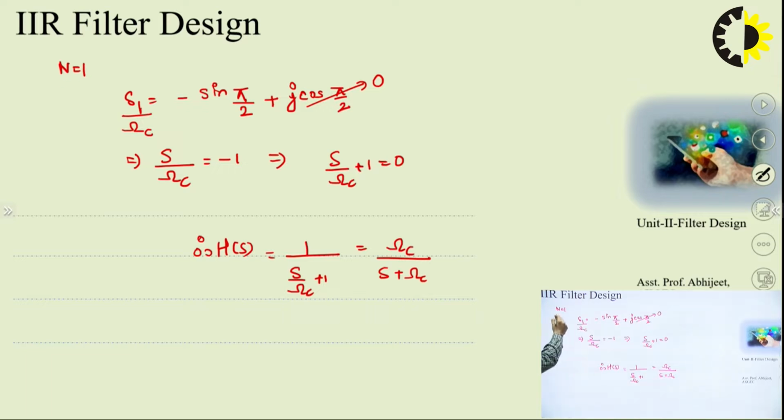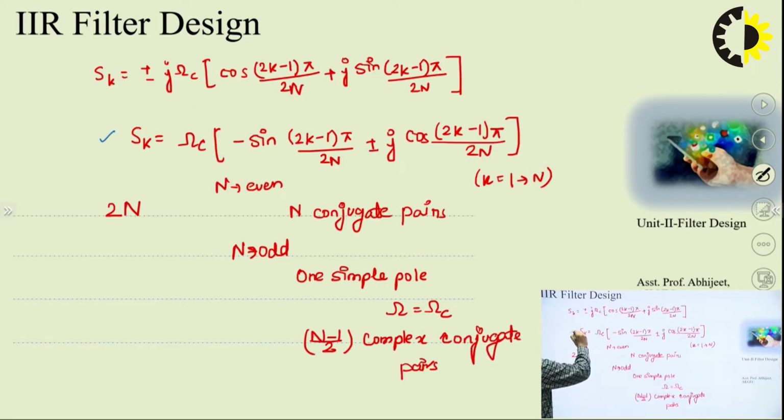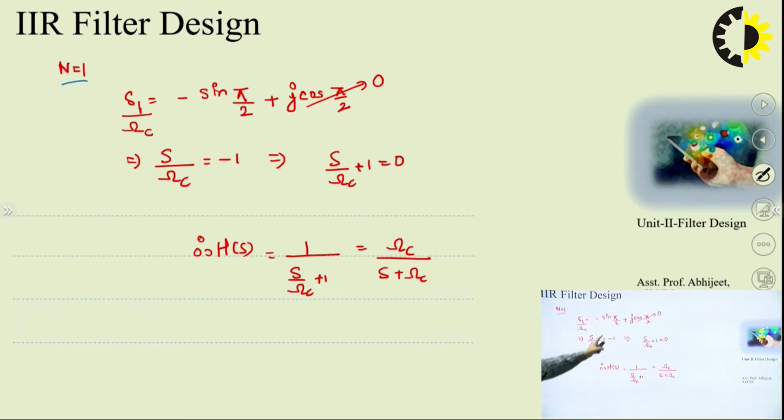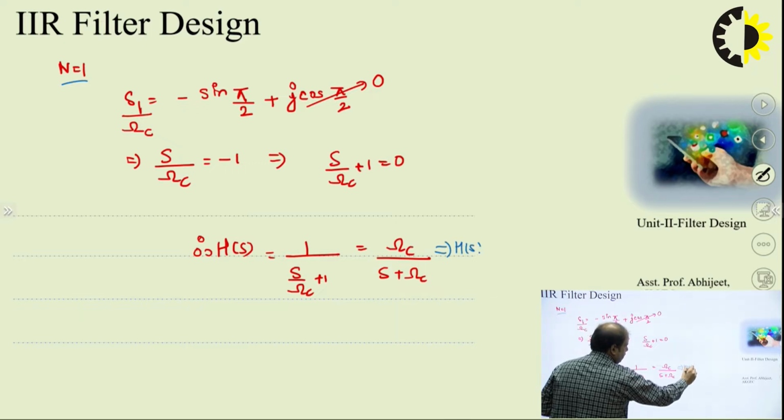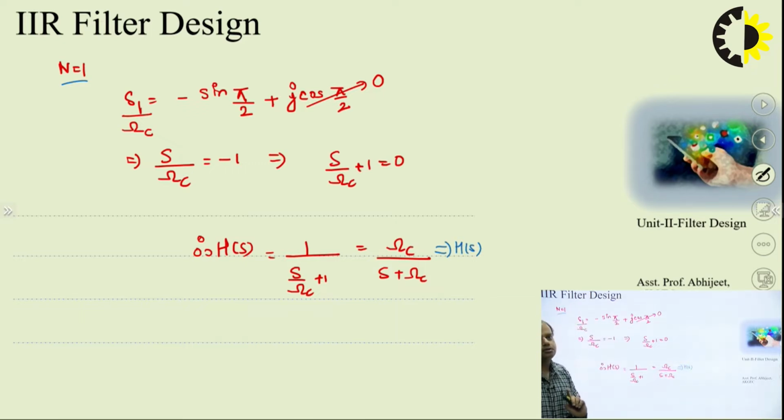Suppose for the case of n equal to 1, using this relationship, since there is only one pole, S1 will be sin pi by 2 and cos pi by 2, with k equal to 1 in this. So if I put k equal to 1, I have sin pi by 2 and cos pi by 2, which becomes 0. So we basically have S by omega c plus 1 equal to 0. So our transfer function becomes H of S equal to omega c divided by S plus omega c. So this is the Butterworth transfer function for a first order system.